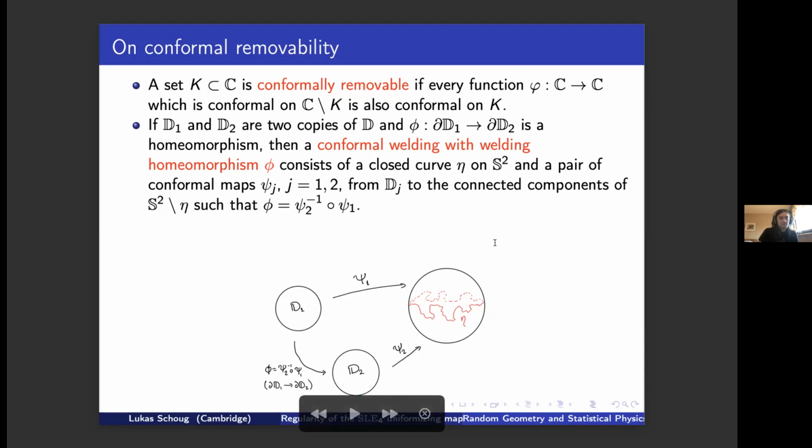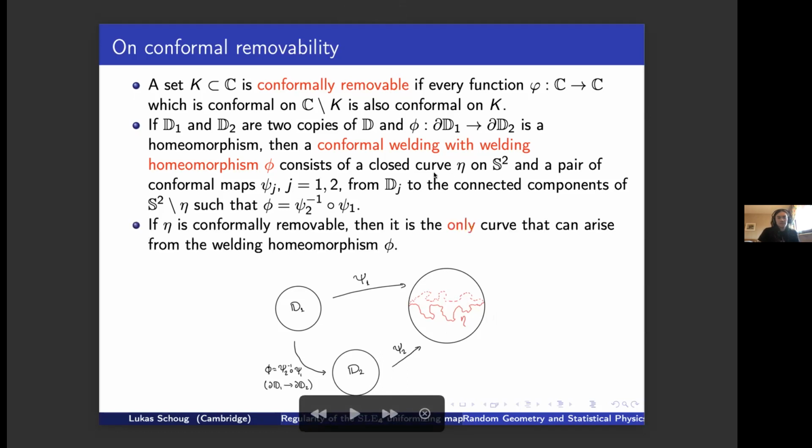So at first one can ask oneself, why is this conformal removability something that you should care about? Well, if you do this welding homeomorphism and everything, it's a priori not clear that the curve should be unique or anything. However, if you have this conformal removability of the curve, then you know that it is the only curve that could arise from a welding homeomorphism as that. Which is very nice considering that there's a lot of conformal welding going on in our field.